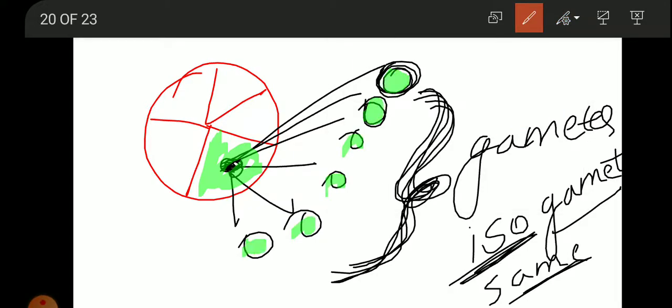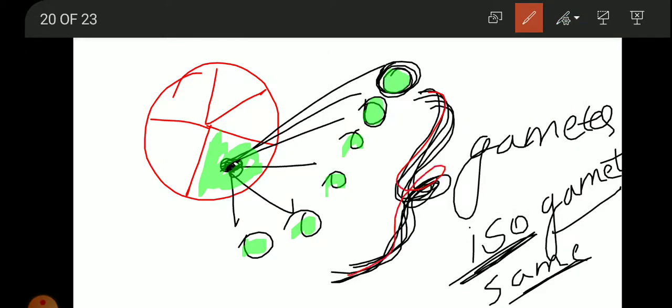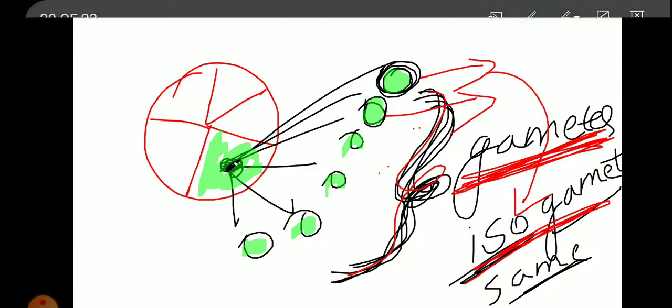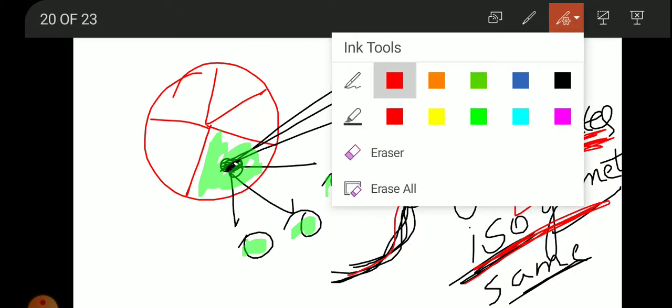Okay, they will get some cytoplasm, and now at this stage they are called gametes. They are of the same type, so they are called isogametes. They are not like male or female, they are the same type of gametes, so they are called isogametes. These isogametes will further fuse together.